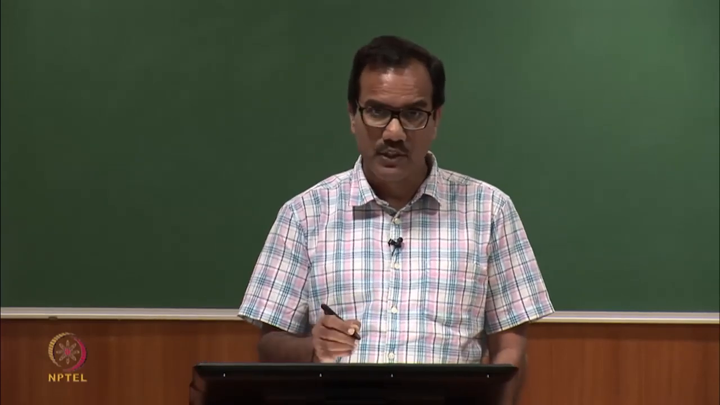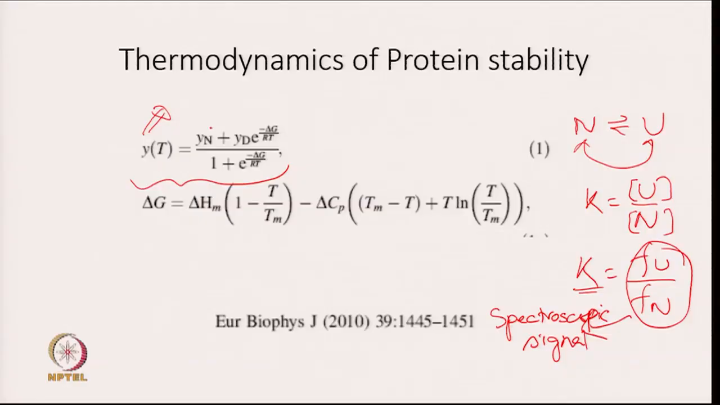So Y at a certain temperature, meaning the signal at a certain temperature, is equal to Y due to the native form, Y_N, plus Y_D multiplied by exponential of minus delta G by RT, divided by 1 plus exponential of minus delta G by RT. Here we mean delta G naught. And so your fluorescence intensity can be related to the delta G of this conformational change process. So if you experimentally obtain a profile of fluorescence signal with temperature, you can fit this profile with this equation, and that will give you the value of delta G naught.